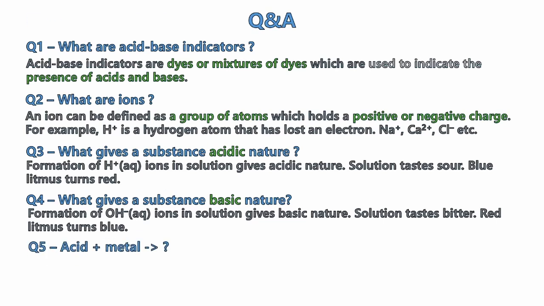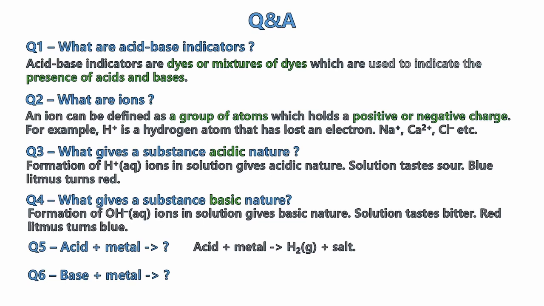When acid and metal react, what happens? Acid and metal react to give you hydrogen and salt. We'll see the chemical equations shortly. But any acid reaction with a metal results in the byproduct salt and release of hydrogen gas.